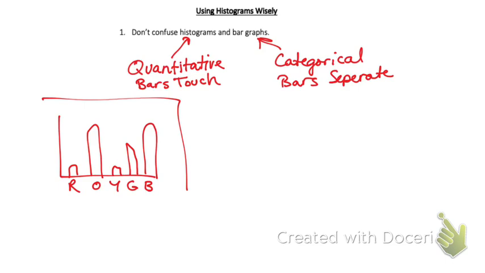Also, for center, what would I say? The center is yellow. The spread is red to blue. That's just silly. So never use SOCS on a categorical variable.